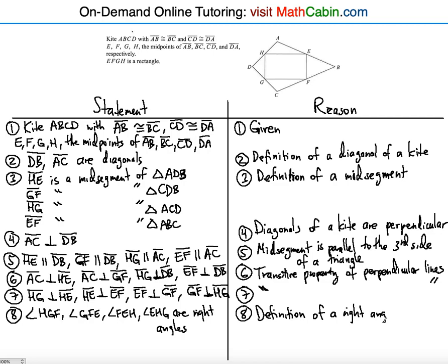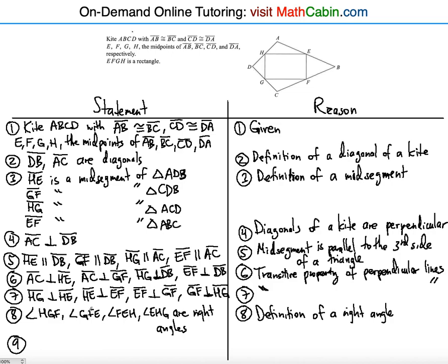The definition of a right angle basically states that when you have two perpendicular lines that intersect each other, you will form a 90-degree angle, which is going to be a right angle. That's the definition of a right angle. Okay? You must have intersecting perpendicular lines, and that's exactly what we showed in statement 7. We showed that each pair of adjacent sides was perpendicular to each other.